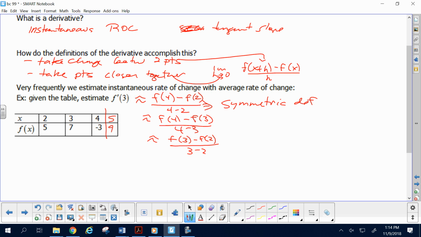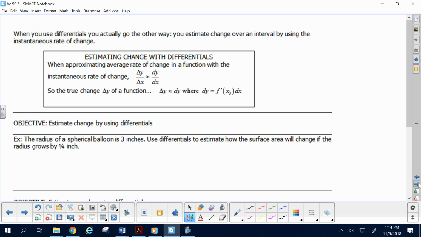All right. Now in all these, we use the average rate of change to estimate the instantaneous rate of change. But it's often the case, like today, with differentials, that you go the other way. You use instantaneous rate of change to estimate average rate of change. Today is the opposite. Okay, so here we go.